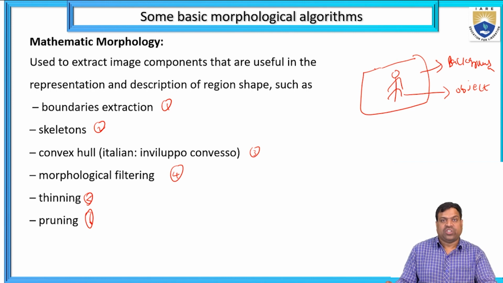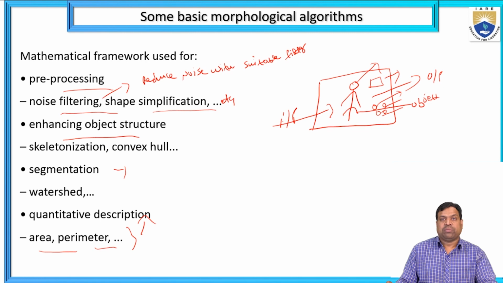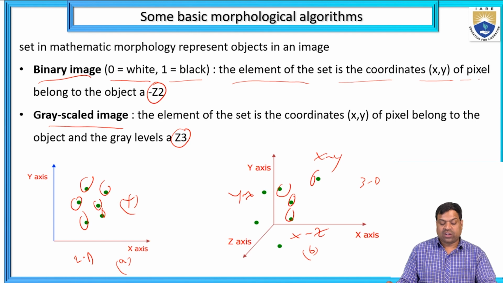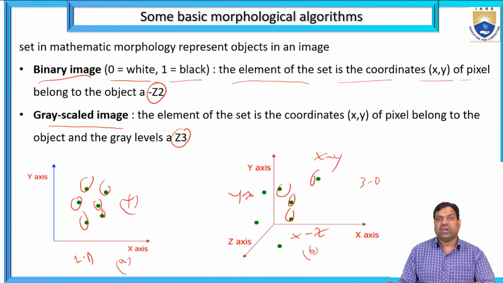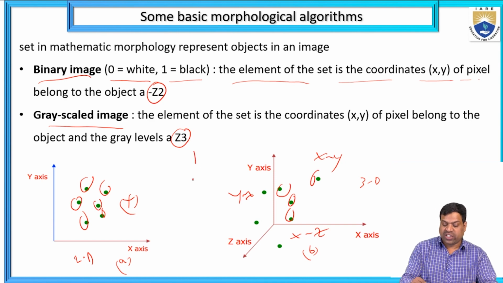These are the morphology techniques, and these are the mathematical frameworks: pre-processing, where noise filtering and shape simplification are used, and enhancing object structure means skeletonization, convex hull, and segmentation, watershed, quantitative description, area, and preliminaries. In mathematical morphology, we divide into two: a binary image and a grayscale image. A binary image has only binary values, that is 0 and 1. 0 means white, 1 is black. Grayscale means the x and y pixels are changing the gray levels of the object. So we are changing the gray levels.